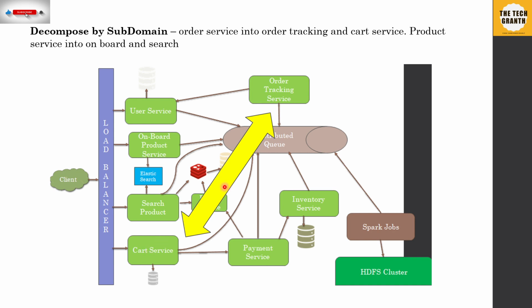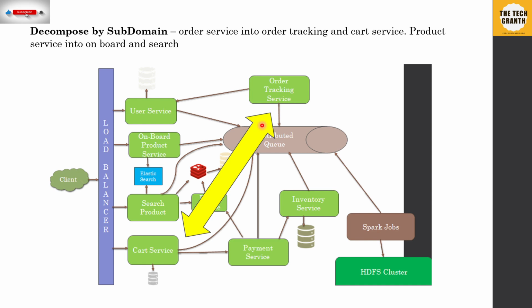So here the business or domain I considered was order. So the ordering business was my domain, and I broke it down into subdomains, and I called them a cart service and an order tracking service. So I hope this distinction between decompose by subdomain and decompose by business is really clear to you. If you have any doubt, do put it in the comment section. I will definitely answer that.